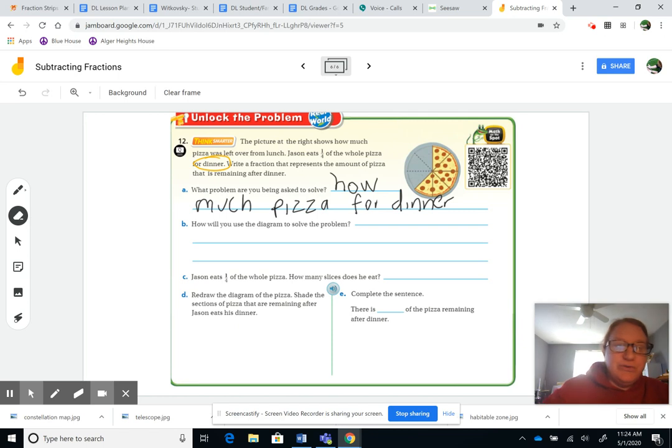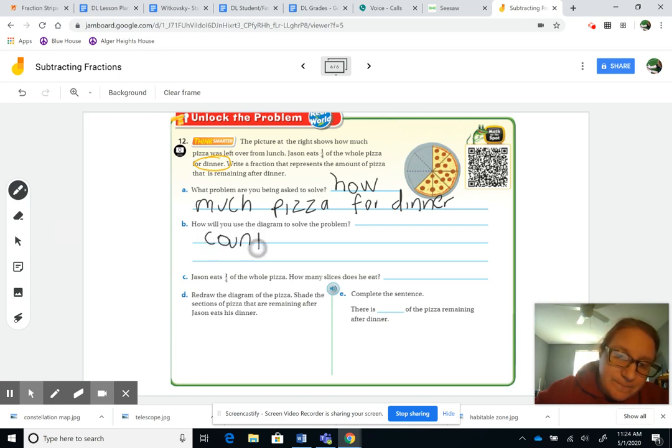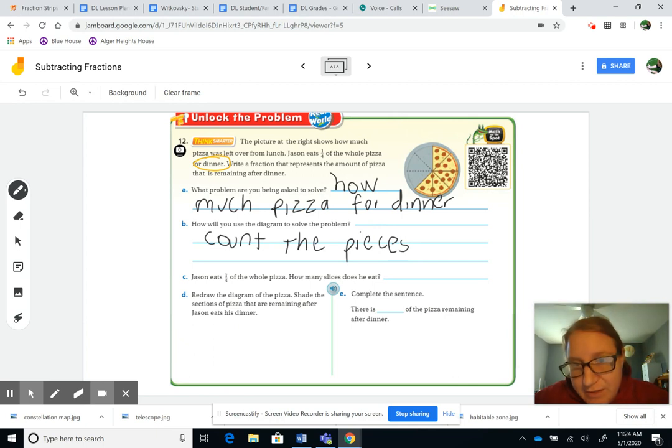B, how will you use the diagram to solve the problem? Here, what you can do is count the pieces. But you have to be careful because the denominator is going to change. So right now, we see that there were 8 pieces, but that denominator is changing to 1/4.